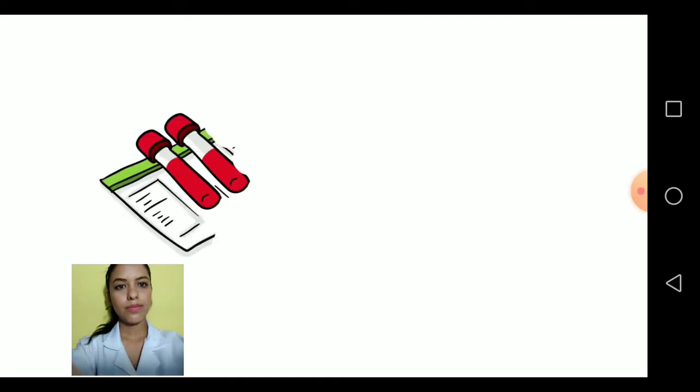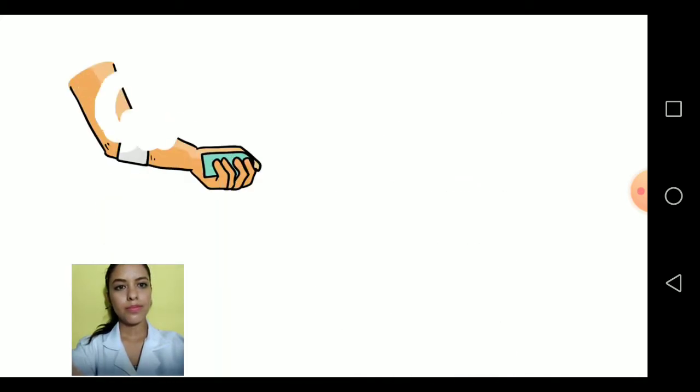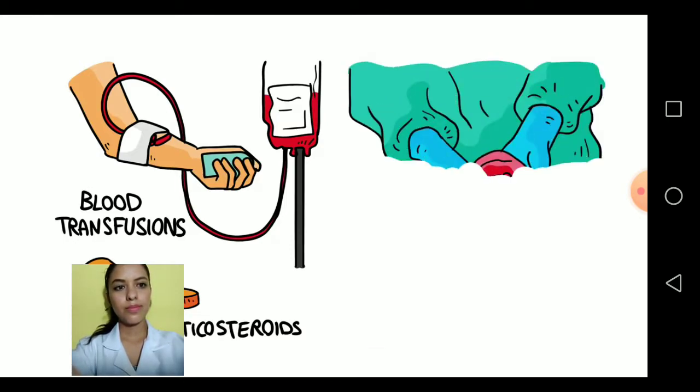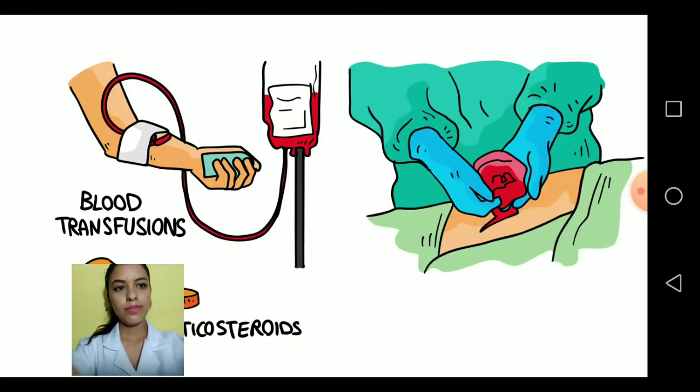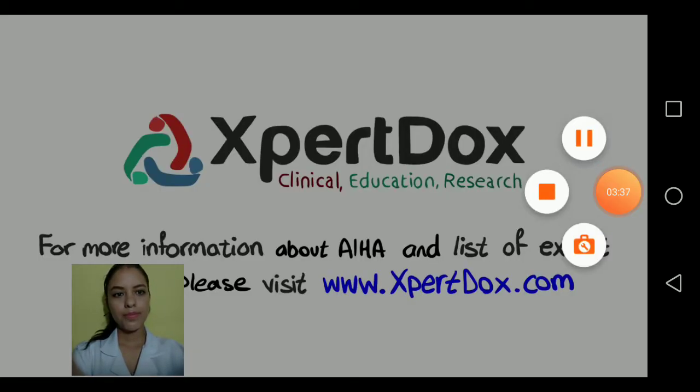Blood tests can identify anemia as well as determine the cause of the autoimmune reaction. Some patients may need blood transfusions and corticosteroids or medications that suppress the overactive immune system, while others with more severe disease warrant removal of the site of RBC destruction, that is, the spleen. For more information about autoimmune hemolytic anemia and a list of expert doctors, please visit www.expertdocs.com.